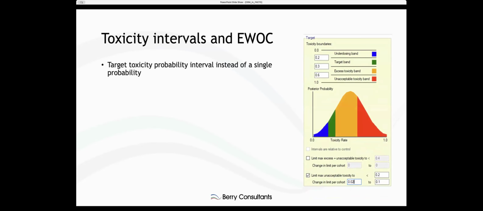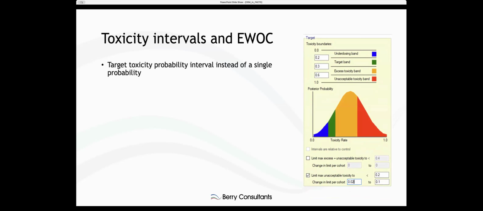Okay, I know this is a lot of different concepts, but we've only got 2 left, so please bear with me. There's one that we call toxicity intervals and escalation with overdose control. Before, we said that our TTL is 30%, so our target toxicity level is 30%. And what we could do instead of just targeting this one value of 30% is we could target an interval.